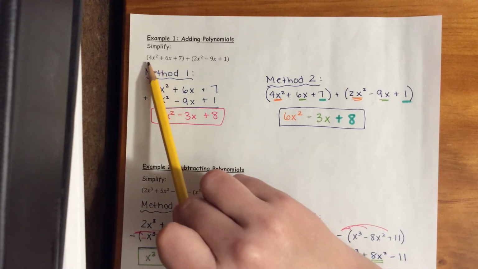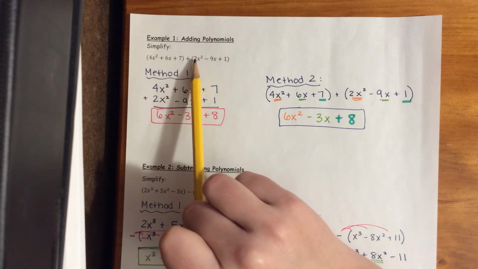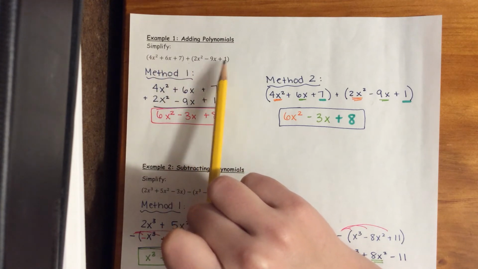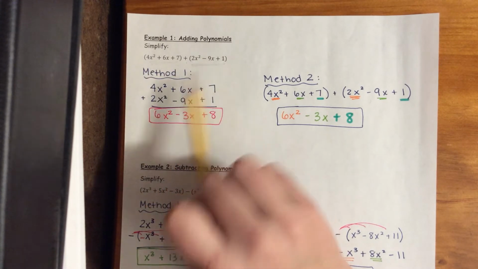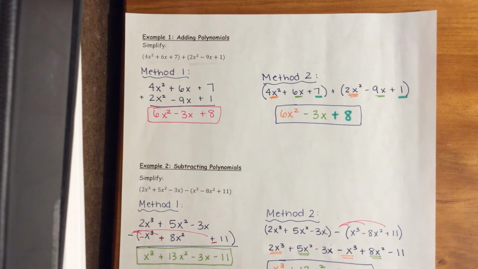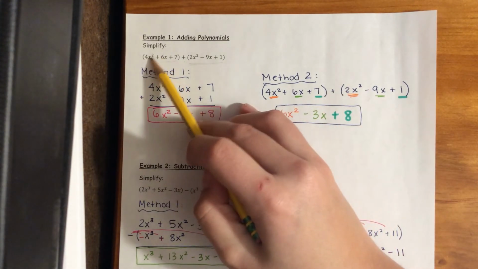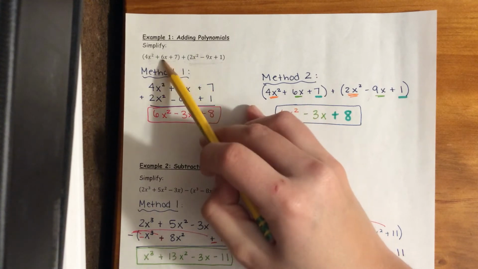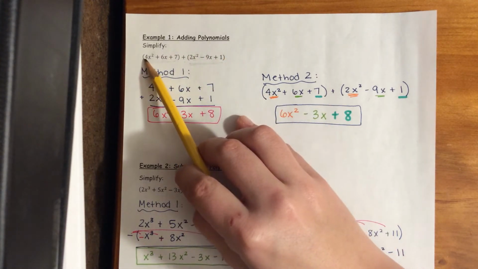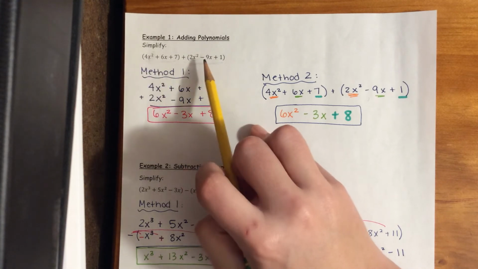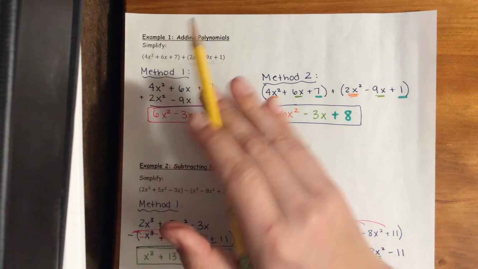So up at the top, 4x squared plus 6x plus 7, all in parentheses, plus 2x squared minus 9x plus 1. We're going to add this polynomial to this polynomial. In other words, we're combining like terms. So make sure when you're combining like terms, x squareds go with x squareds, x's go with x's, and constants go with constants. I can't add 4x squared plus negative 9x. X squared and x do not go together.